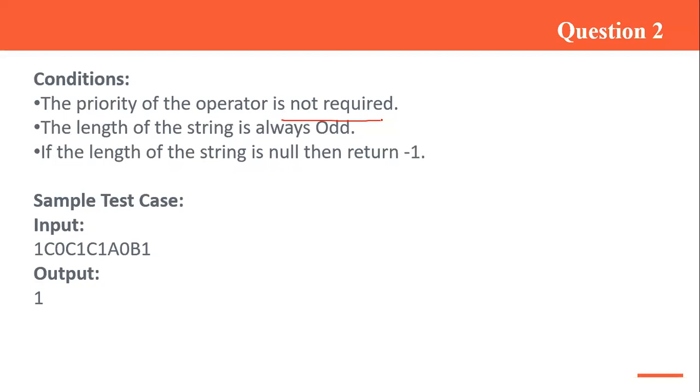Next thing, the length of the string is always odd. So we don't need to worry about even length. That means we don't need to think that if an operator is not there or a number is not there, nothing like that. Numbers and operators are already proper. And if the string is null, then return -1. This one also you have to handle carefully, boys and girls. If the string is empty, we have to return -1, it seems. Okay. I hope you understood the question.